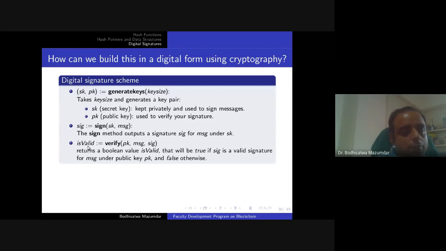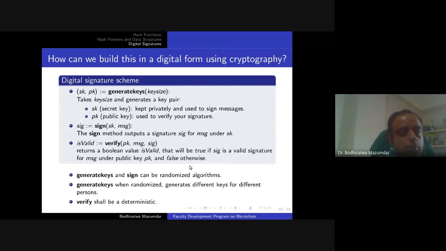And then the verifier, what does he do? He takes in that signature, and then he verifies with the public key whether the message is indeed correct or not. It returns a Boolean value, isValid, which can be either true or false. It will be true if the signature is a valid signature for this message under the public key PK. Otherwise, it detects that the signature is a false signature, that somebody else has given the signature. In this, the generate keys function and the sign function are randomized algorithms.